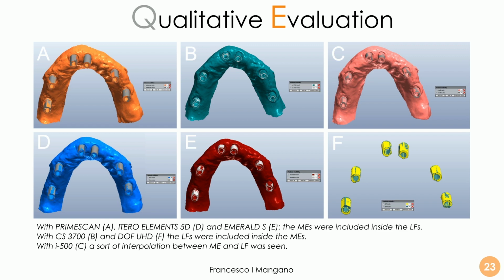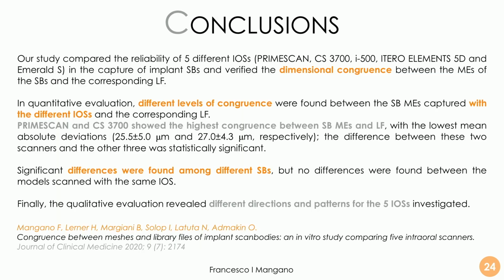What comes from this study is that qualitatively, more or less, in all cases, we have a pattern, and the pattern is that the CS3700 and the desktop scanner have a tendency to reconstruct a mesh that is bigger than the library file. Instead, all the other scanners reconstruct a mesh that is a little bit more included inside the library file when superimposed. So the conclusion of the study.